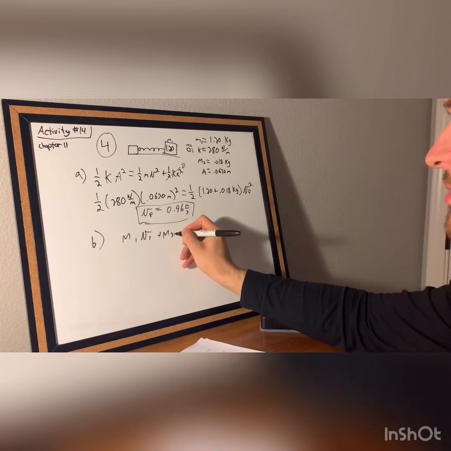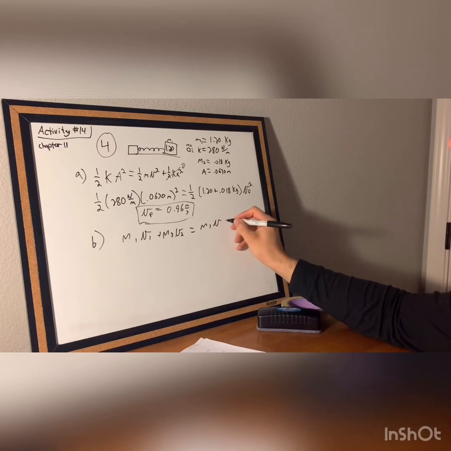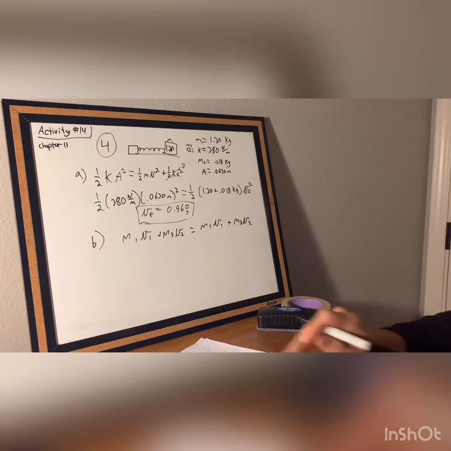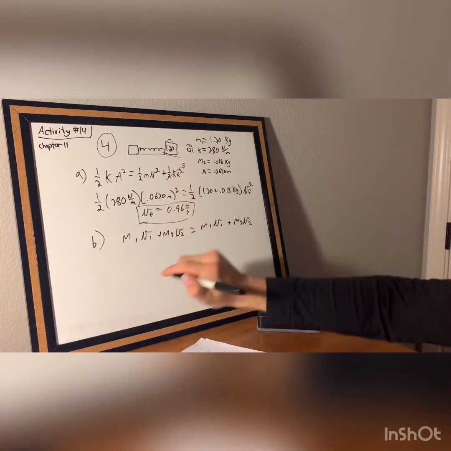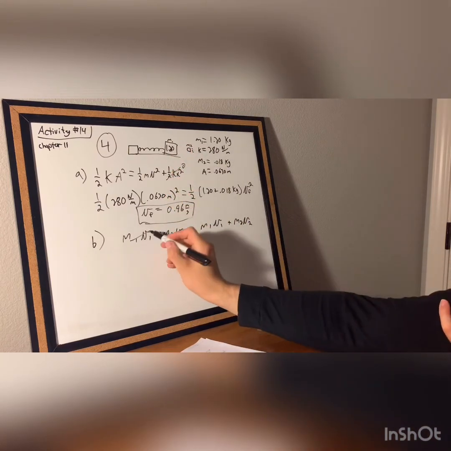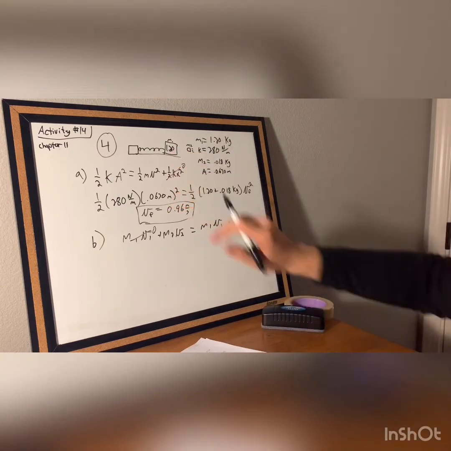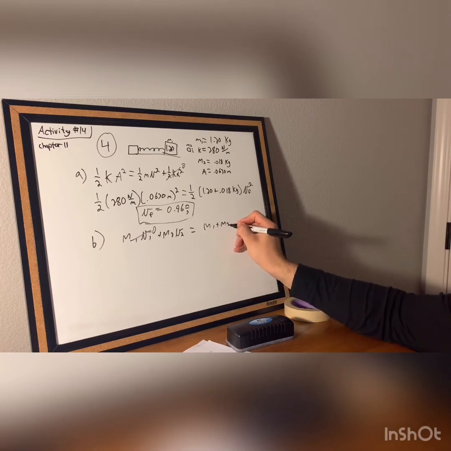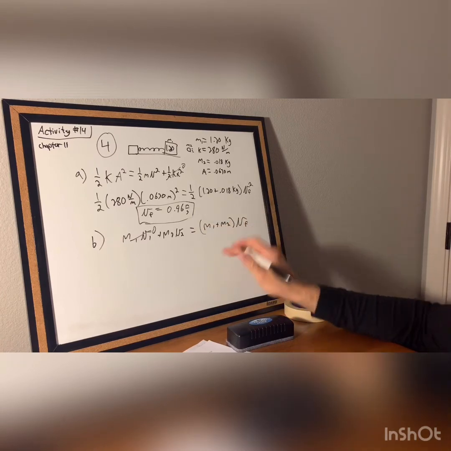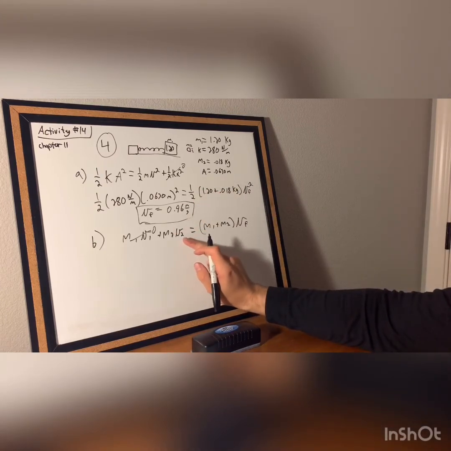m1v1 plus m2v2 is the initial, and that equals m1v1 plus m2v2 for the final. When we look at this, if you remember beforehand, it was only the bullet that was moving. The block was sitting still, so its velocity goes to 0. For the final part, the bullet lodges itself into the block and they have the same velocity, so it becomes m1 plus m2 times the final velocity. When we set this up, we're looking for v1, the initial velocity of the bullet.